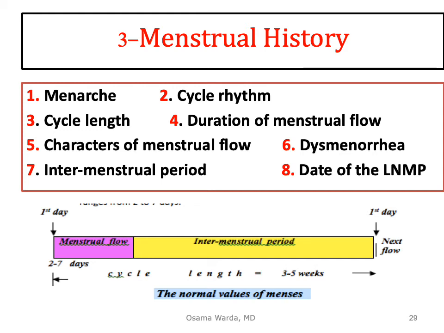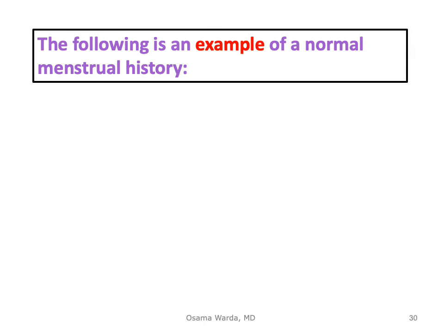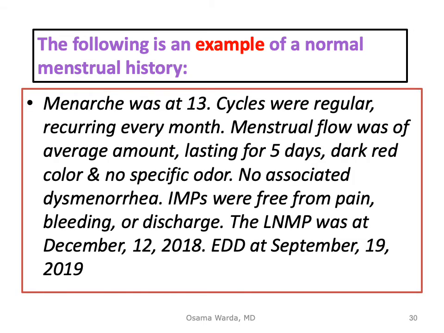And lastly, she had intermenstrual spotting, which results from a transient decrease in the maternal hormone as a result of ovulation. Okay. The last item is the date of the last normal menstrual period. Here is a model for menstrual history.